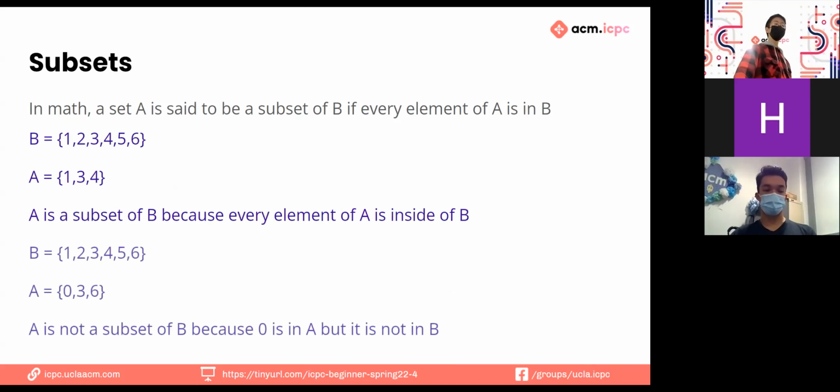Here's the definition of a subset. In math, we say that a set A is a subset of B if every element of A is in B. In this example, B is 1, 2, 3, 4, 5, 6 and A is 1, 3, 4. As you see, all the numbers in A are already in B. So A is a subset of B. Whereas if A has a 0 in it, 0 is not in B. So 0, 3, 6 is not a subset of 1, 2, 3, 4, 5, 6.